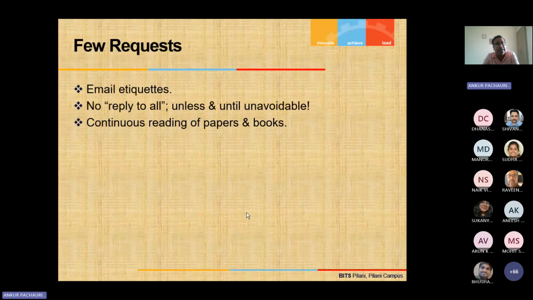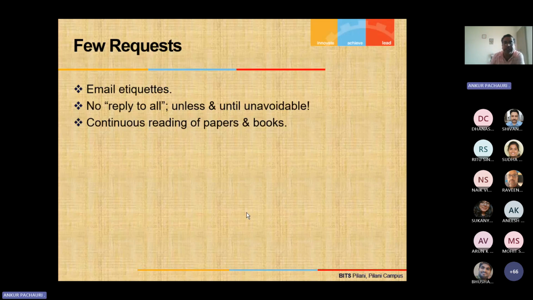The second request: please post individual queries. Do not post a query by keeping many persons in the CC. And if someone replies or sends you something, then reply-to-all is not desirable unless it is unavoidable.